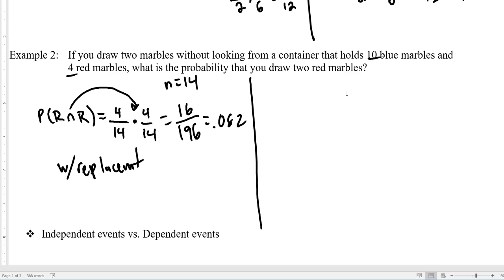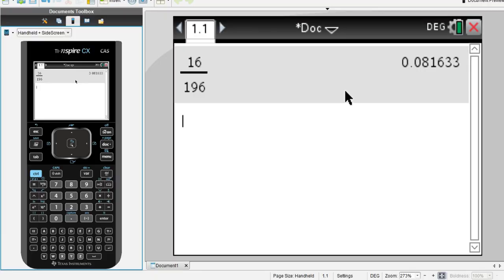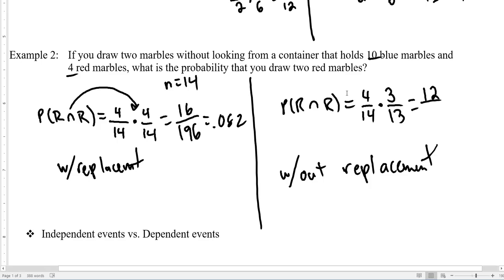That's 0.01082. But some of you are like, well, I don't like that because I'm taking 2 marbles. So, okay, what if it was without replacement? You're like, I am keeping that marble. It is mine, right? Well, then the probability of red and red would be different. Because the probability of the first one would still be 4 out of 14. But the second time, there would no longer be 4 red marbles. There would only be 3 out of the... now there's no longer 14 marbles because we took one, right? So now it's 13. So this would become 12 over 182.